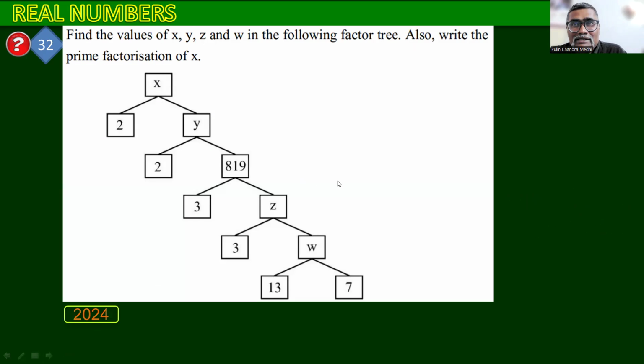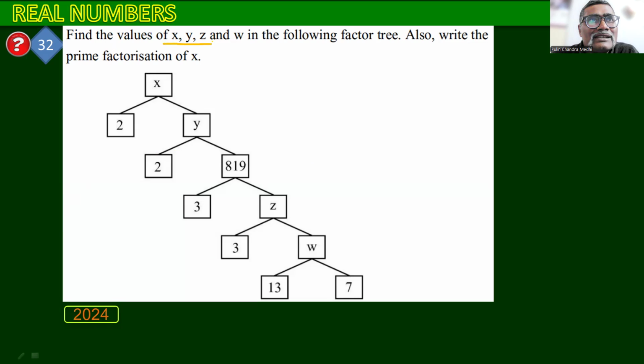Go for the next. We are coming to the end of the class, so hardly, I think, 10 minutes. This is a question on the factor tree. I have found only one such question here in 2024, but this is a good question. Please try to do it. Students may be having doubt here also.